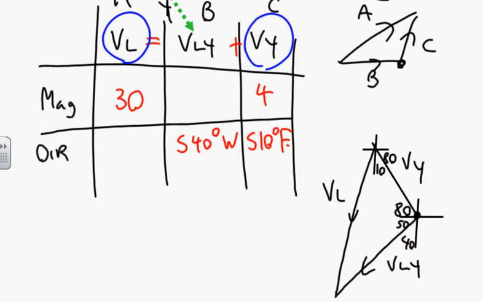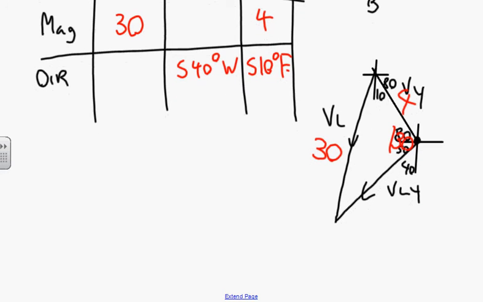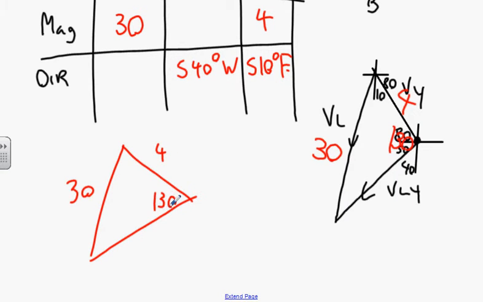So there's your 130 right there. And that's what you were looking for, just one of those central angles. What do we know about VL? It's going 30 kilometers an hour, isn't it? What do we know about phi y? It's going 4. So this whole triangle now turns into 30 in length, 4 wide, 130 in the middle.